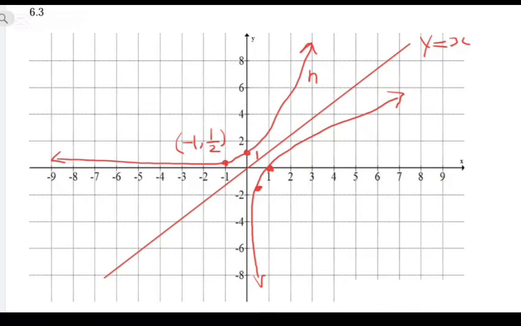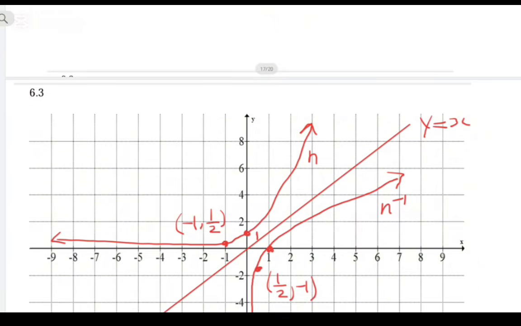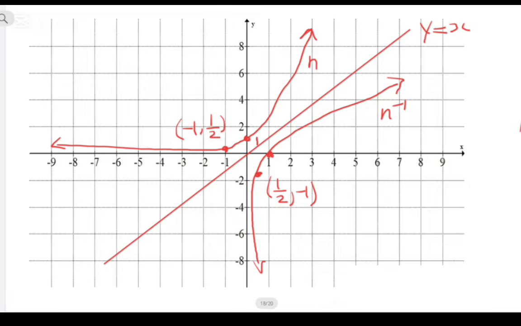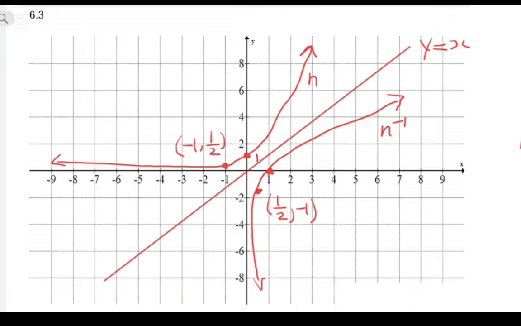And then this is going to be h of negative 1. We can name our coordinate. The coordinate is going to be 1 over 2, negative 1. Remember, when we're drawing the inverse, we're just swapping the coordinates the other way around. So this is it for 6.3. This is the graph that we were supposed to sketch. So now we can move on to the next questions.